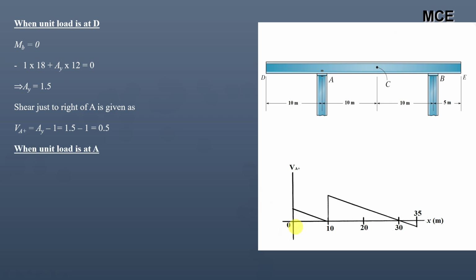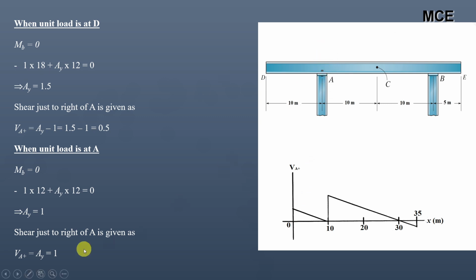And when the unit load is at A, again taking the summation of moment about B equals 0, calculate the value of vertical reaction, which is 1. Shear just to the right of A is simply AY, which is 1. If I cut a section just to the right of A when the unit load is at A, the shear in this portion is 1, which is AY.